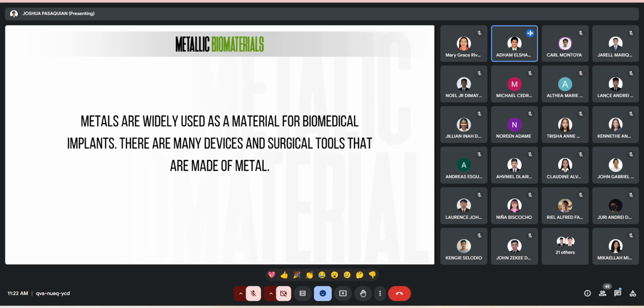Also, the list of the metallic biomaterials includes the cobalt chromium alloy. Its properties are that it possesses superior mechanical properties such as high corrosion resistance, high wear resistance, and high fatigue resistance. The biocompatibility and blood compatibility of these alloys are well demonstrated.